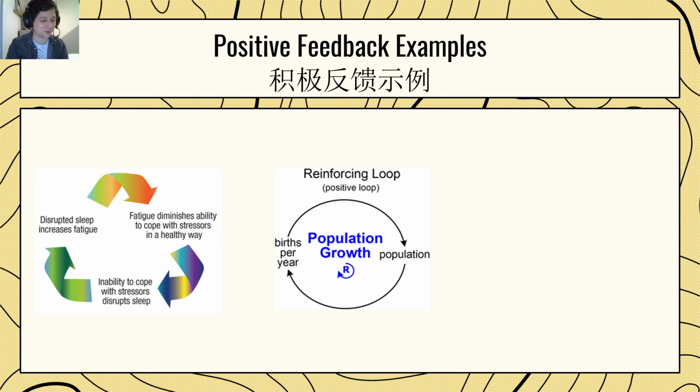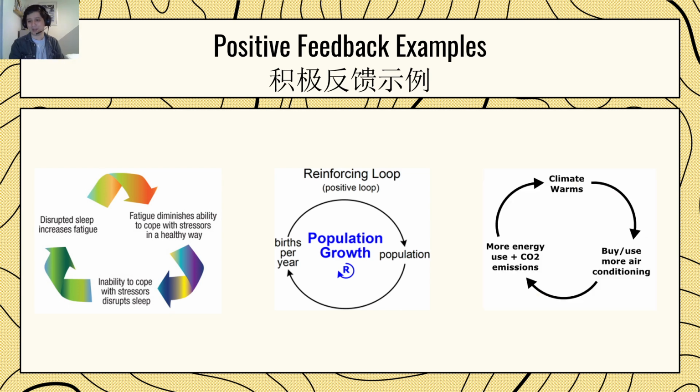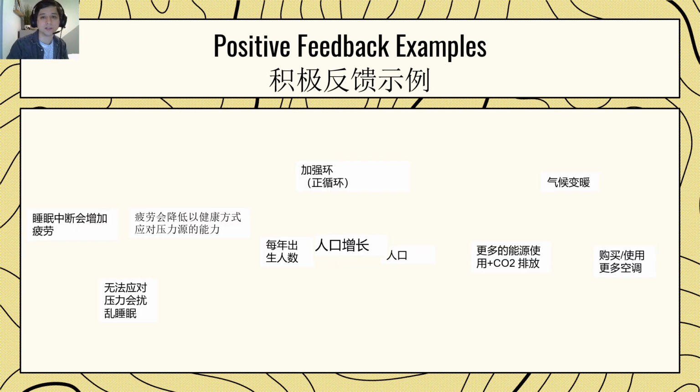It's not that simple. We'll talk about that in Unit 8. But in the big picture, that's generally true. If there's more people, there's more babies. If there's more babies, there's more people. So that is a positive feedback loop. And then again, this climate example: climate warms, you buy or use more air conditioning, which causes you to use more energy, which emits more CO2, which causes the climate to warm even further. Again, it's another positive feedback loop that we're sort of stuck in. So that would be a bad example.